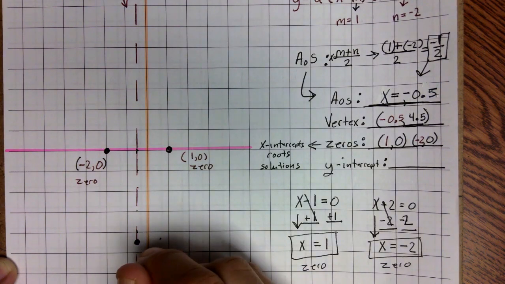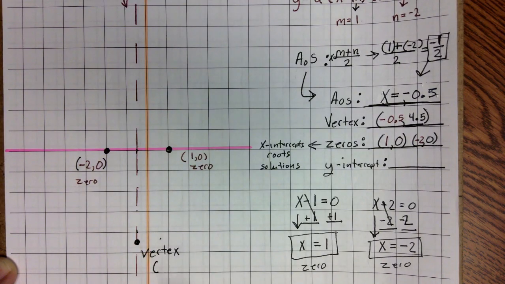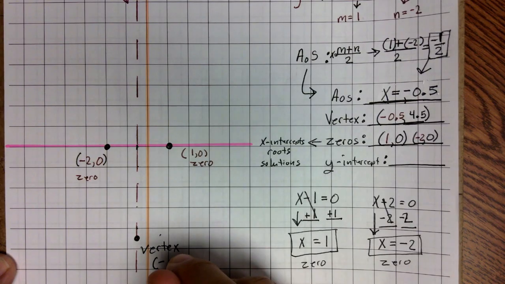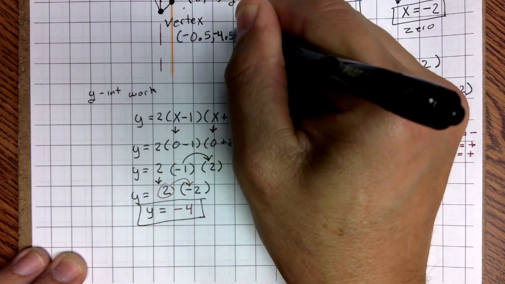All right, I'm going to go ahead and write underneath it. I'm going to write right here, vertex. Because always label it. A lot of your teachers are asking you to label these things as you put them on the graph. So I'm going to put negative 0.5, comma, negative 4.5.